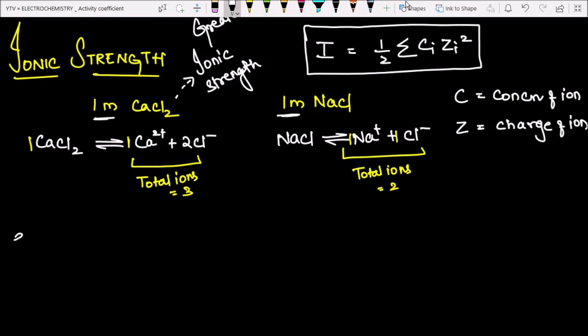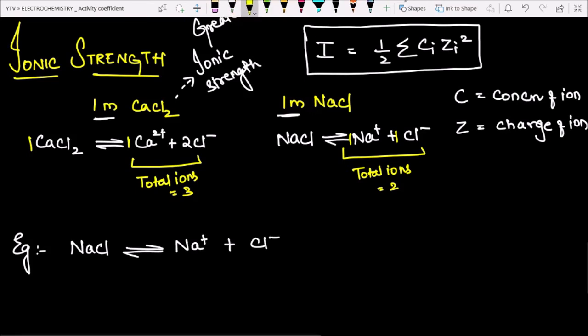Let's take an example. If I say I have NaCl, how will we split NaCl? NaCl is split into Na plus and Cl minus. I have 0.1 molar NaCl. Which means here you are going to get 0.1 and here also you are going to get 0.1 molar. Why? Because the coefficient is 1, right? So 0.1 molar into 1, 0.1 molar into 1.